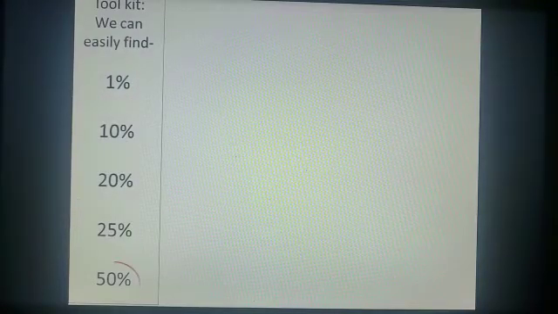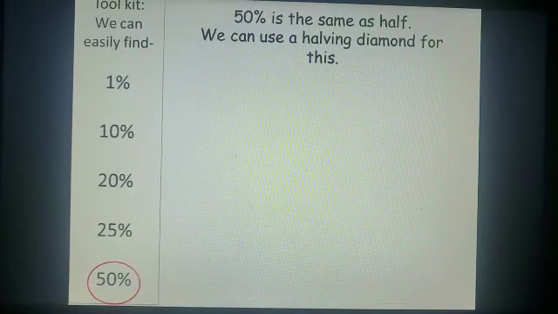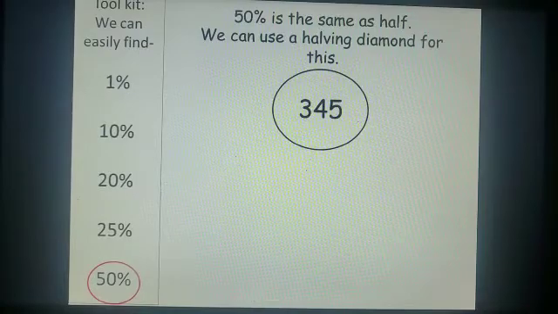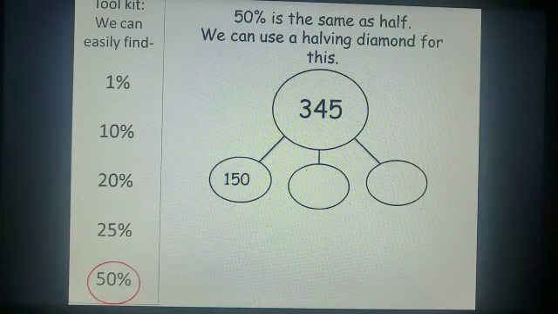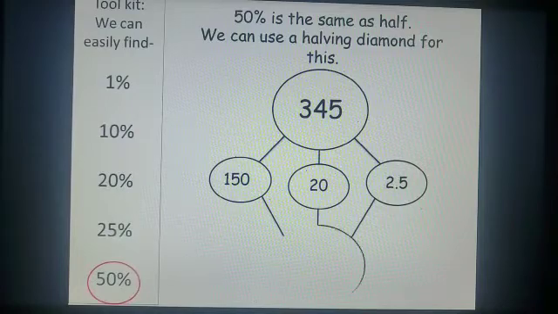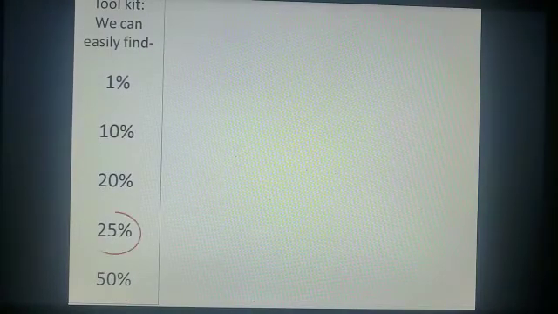So let's look at 50%. We know 50% is half of 100%. So we can use our halving diamonds, again something we've used in the past. So what is 50% of 345? Half of 300 is 150, half of 40 is 20, half of 5 is 2.5. And now we just bring them back together by adding. 172.5.